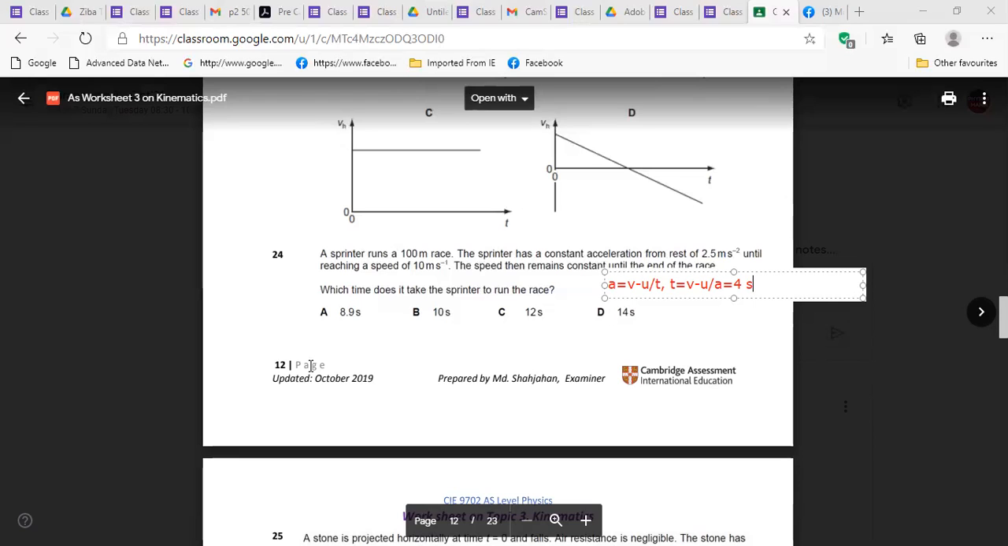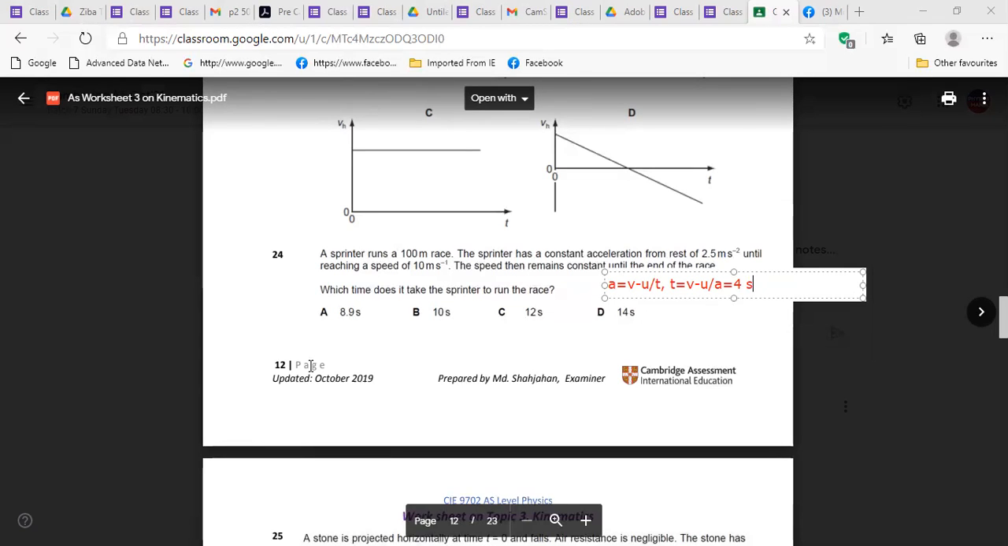Then you have u square is 0, right? And 2 multiplied by a, 2.5, means 5, right? So 100 by 5 means 20. So the distance traveled is 20 meters in the first 4 seconds.